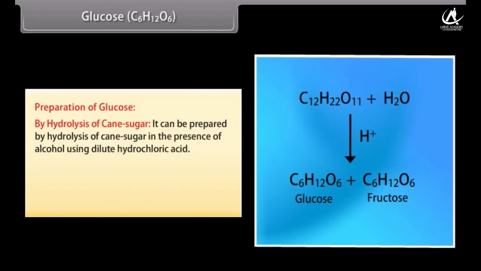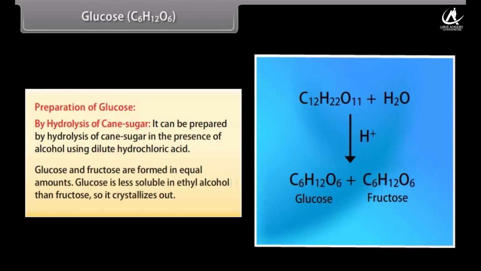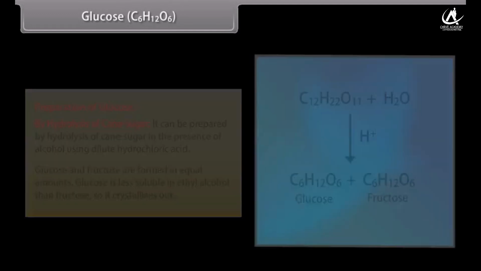The methods of preparation of glucose are the following. By hydrolysis of cane sugar. It can be prepared by hydrolysis of cane sugar in the presence of alcohol using dilute hydrochloric acid. Glucose and fructose are formed in equal amounts. Glucose is less soluble in ethyl alcohol than fructose, so it crystallizes out.